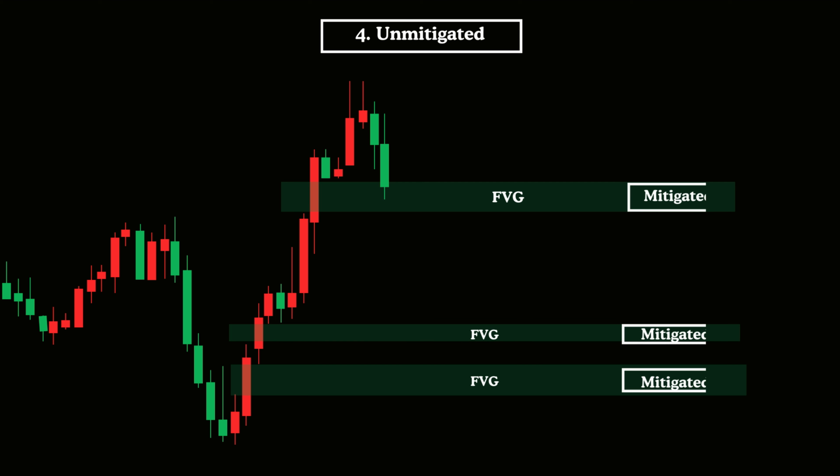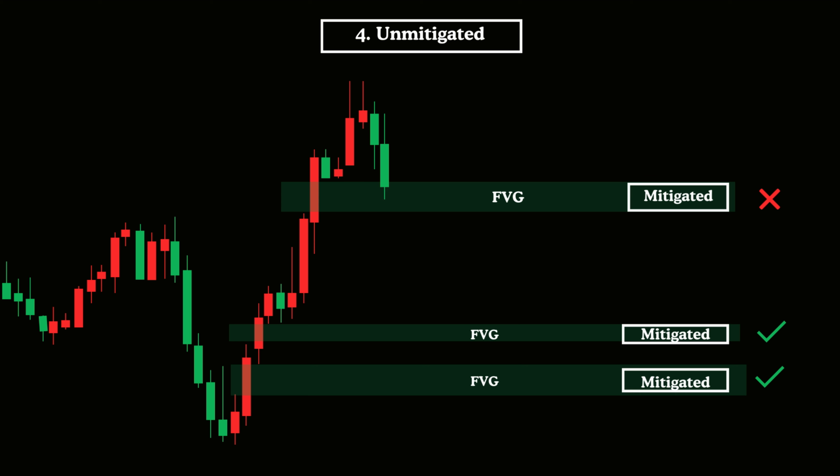Rule number 4. Only unmitigated fair value gaps are valid for trade setups. These gaps are considered single-use zones, meaning we focus solely on the first interaction price has with the FVG. Once the gap has been filled or mitigated, it is no longer a valid area of interest for future trades.